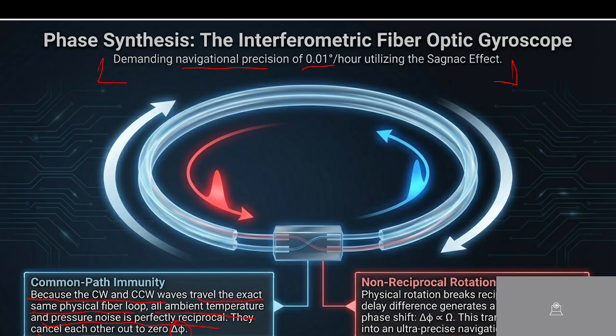Once physical rotation breaks the reciprocity, the time delay difference generates a proportional phase shift, and because of that, del phi is no longer 0, it will be some value. This is mentioned here as omega. This transforms the setup into an ultra precise navigation tool, and that's why this is a very sensitive gyroscope used in the aviation industry.